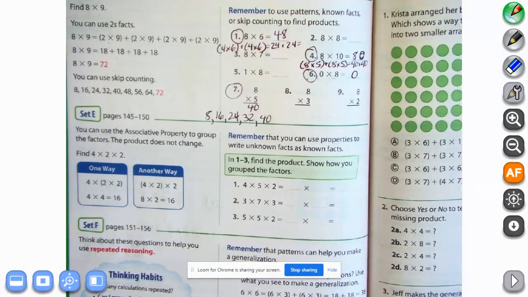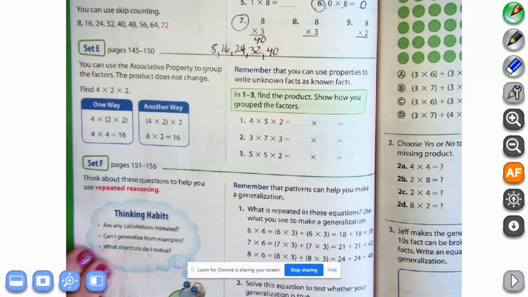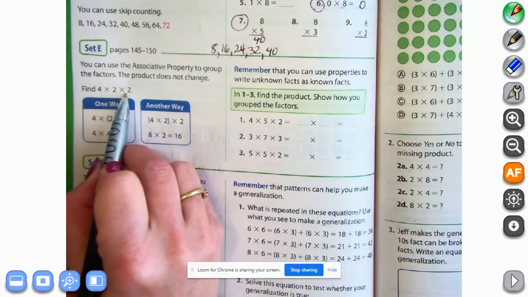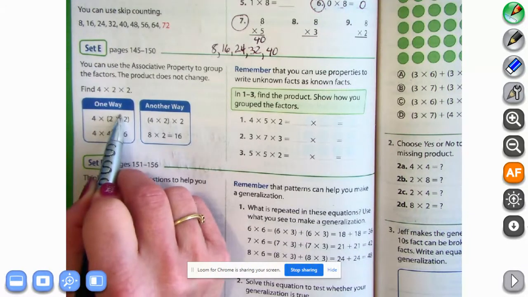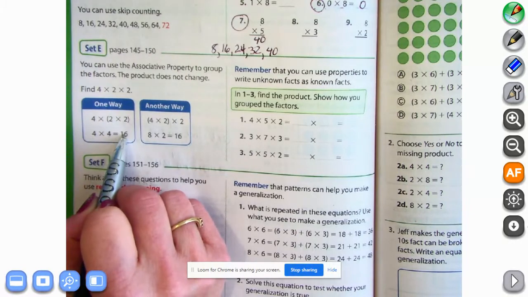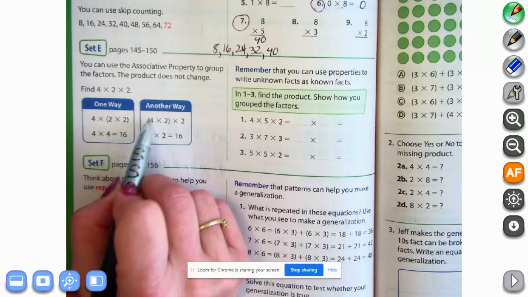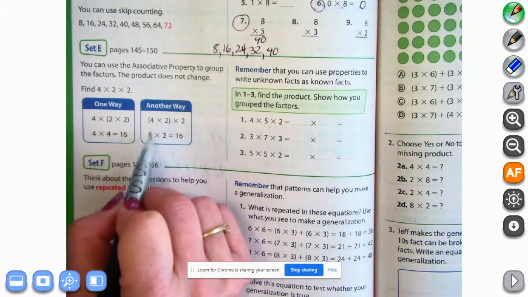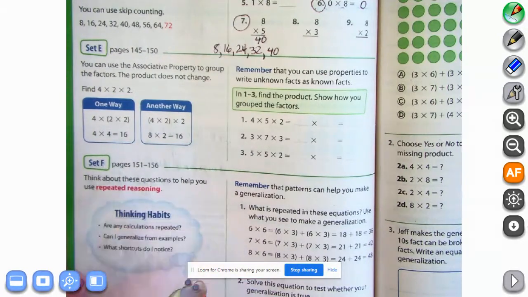Section E says you can use the associative property to group the factors. The product does not change. So we can take 4 times 2 times 2 and do 4 times (2 times 2), and we always solve what's in the parentheses first. So 2 times 2 would be 4. So 4 times 4 is 16. We can do it another way. Same numbers, 4 times 2 times 2. (4 times 2) times 2, we solve what's in the parentheses first, 8 times 2. 8 times 2 is 16.